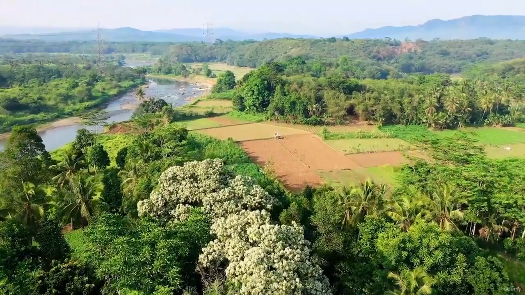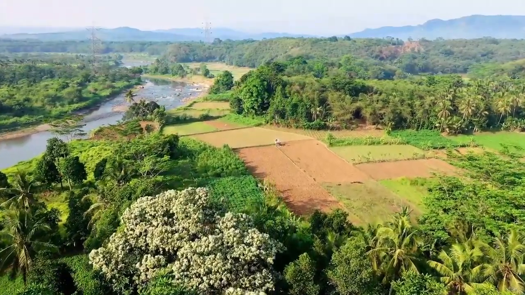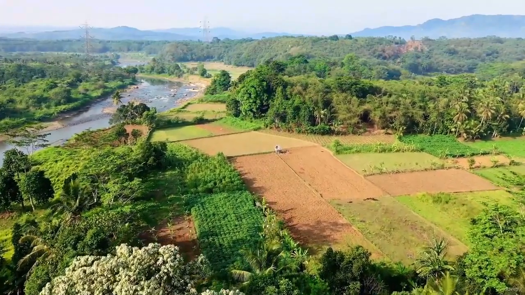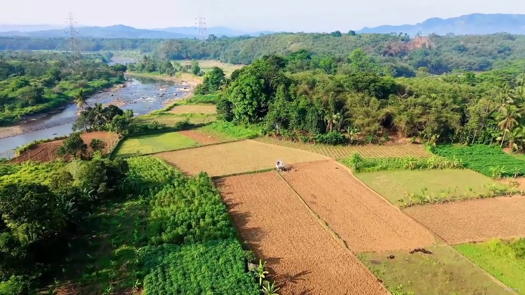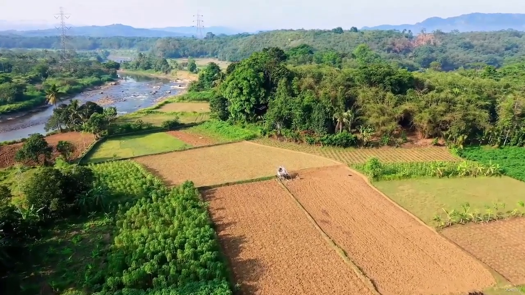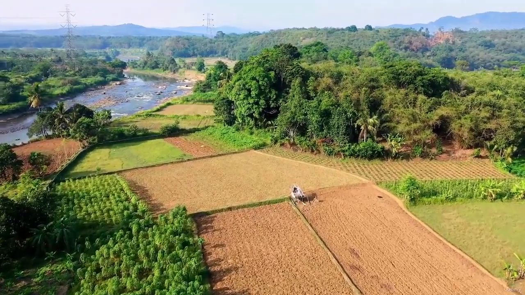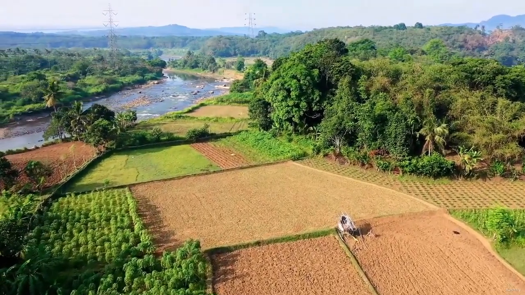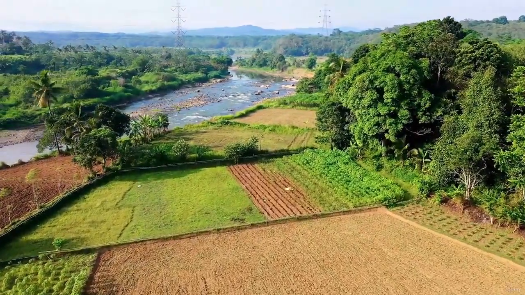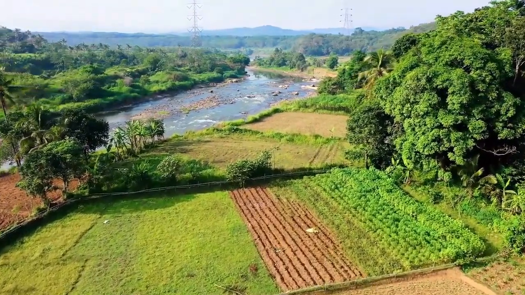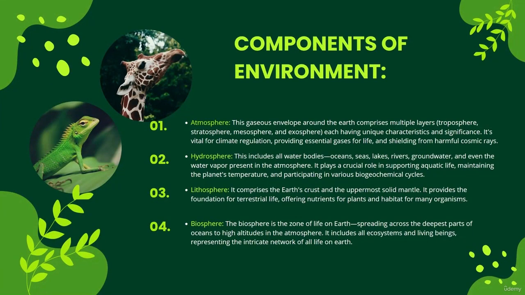Now, every layer has unique characteristics and has its own significance. We are going to learn about them later. It's vital for climate regulation. It provides essential gases for life and shields us from harmful cosmic rays. Now just imagine if there was no oxygen in the air, will the humans survive? Absolutely not. So atmosphere is very important for all the living beings on the earth, on any planet. If you want something which is living, it needs to have an atmosphere. Without atmosphere, living things cannot survive.